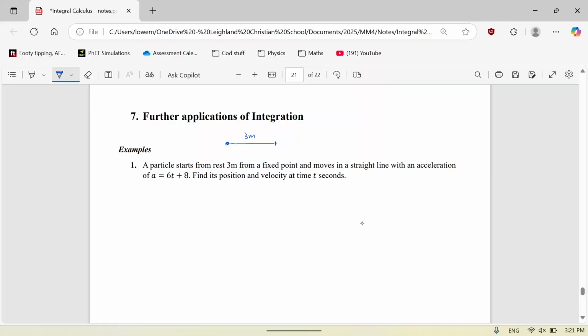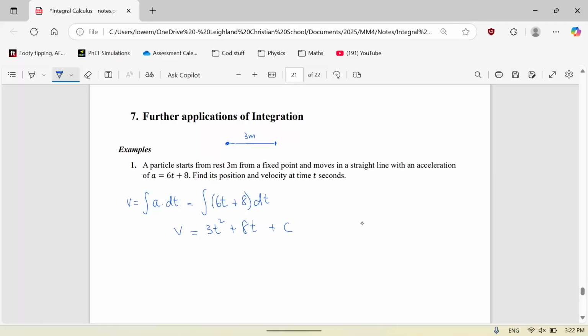So this is our acceleration. We first will find our velocity by integrating our acceleration. So velocity would equal the integral of acceleration with respect to time. So we can find the integral of 6t plus 8 dt. And so then it's 6t squared over 2, which becomes 3t squared plus 8t plus a constant of integration c. So our velocity is given by this rule.